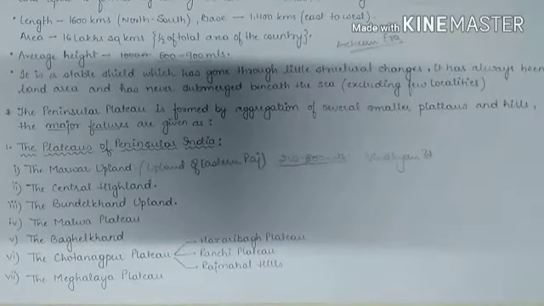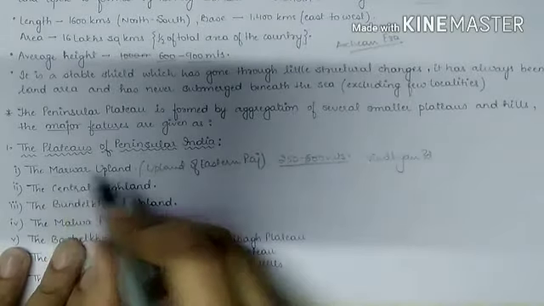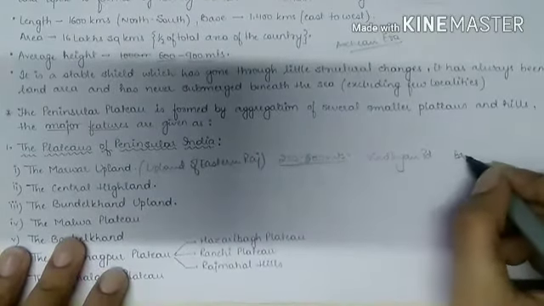The Banas River originates in the Aravalli ranges, flows for about 400 kilometers and joins the Chambal River in this area. The area has been carved into a rolling plain by the erosion of this Banas River and its tributaries. So we have the Banas River here.